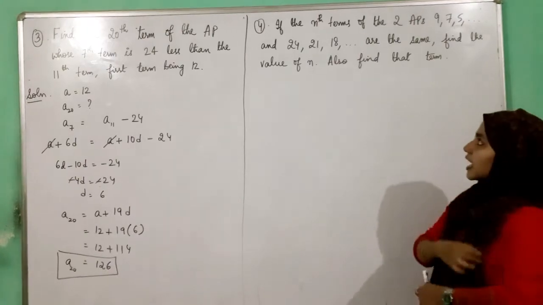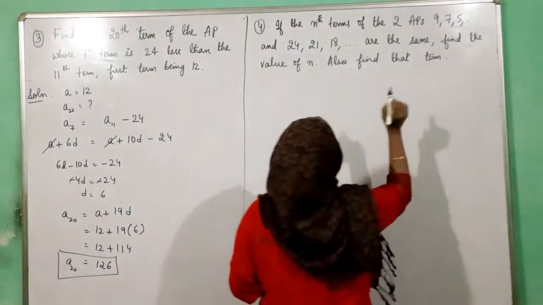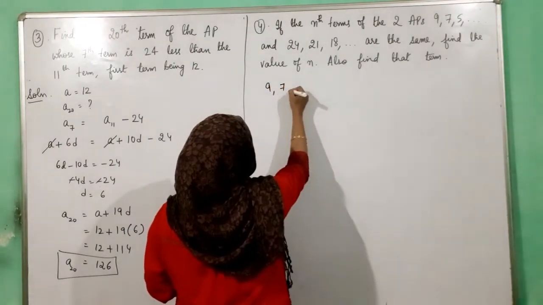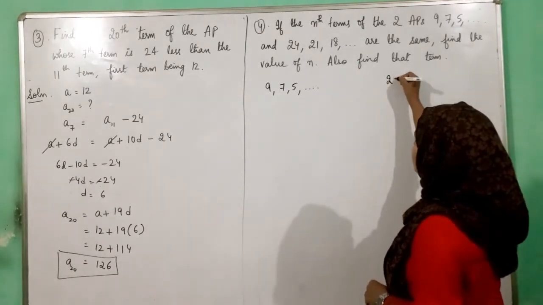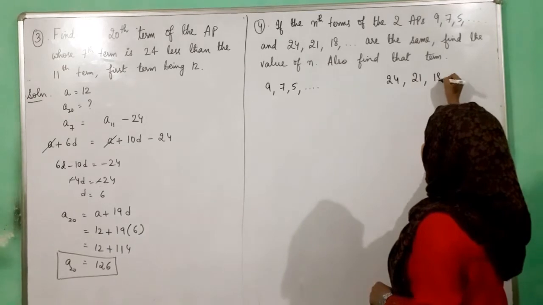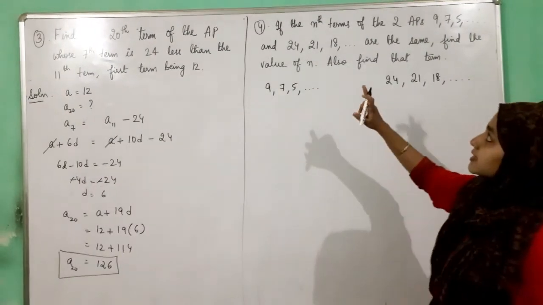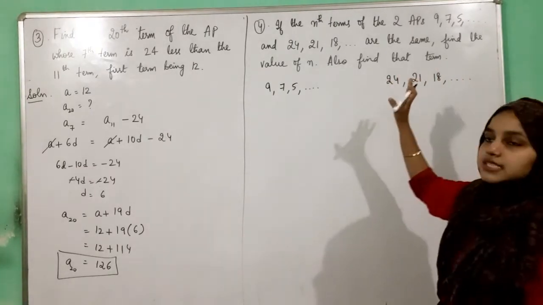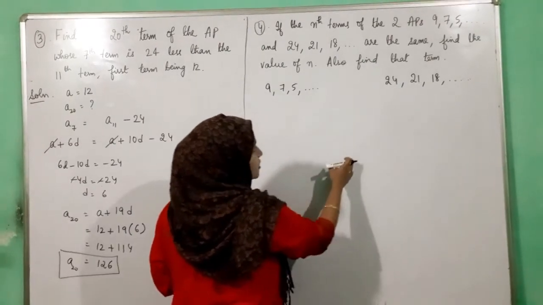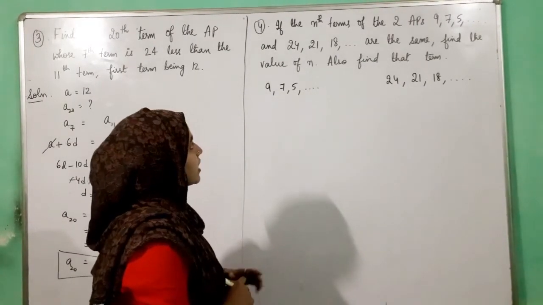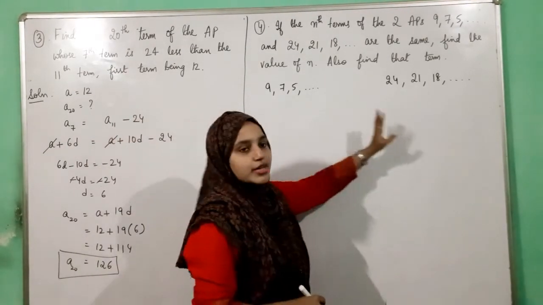So here, as you can see, you are given two APs. Okay. So what is the first AP? First AP is 9, 7, 5 and so on. This is my first AP. And what is the second AP? 24, 21, 18 and so on. This is my second AP. Okay. So what are they saying? The nth terms of the two APs are the same. Okay. That means the nth term of this AP is equal to the nth term of this AP. So you have to find that value of n. So what is that nth term for which the two values are equal?